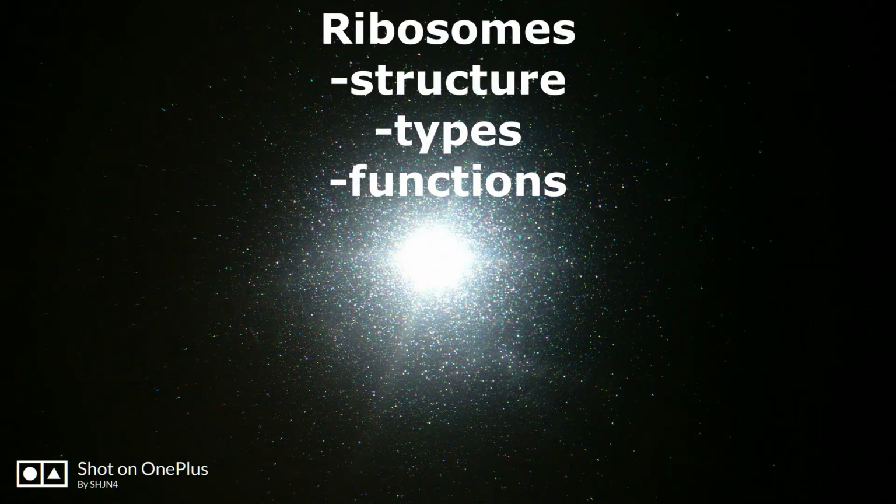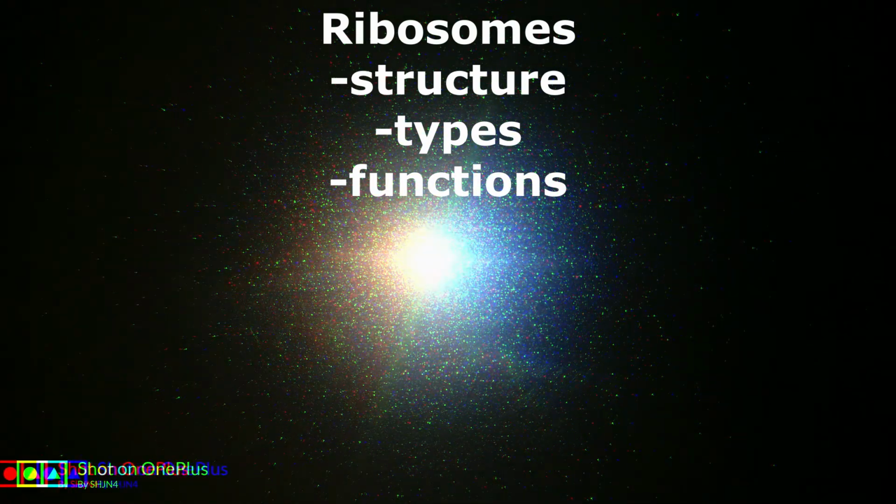Ribosomes. Ribosomes were discovered by George Palade in 1953 in the animal cell. They were observed under electron microscope as dense particles present in the cytoplasm. They are composed of ribosomal RNA and proteins and are not surrounded by any membrane.